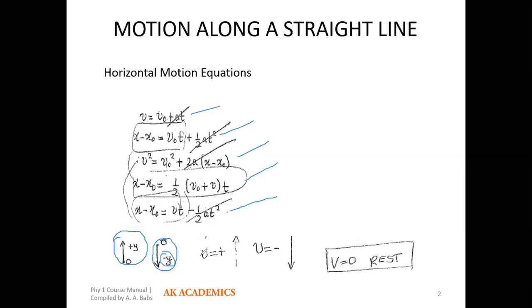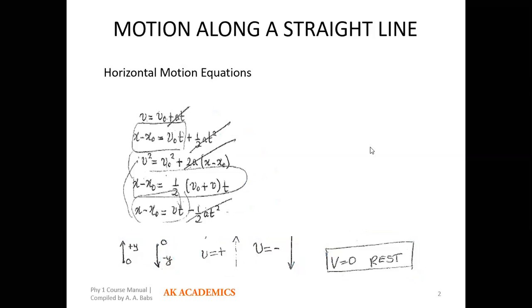I also explained why velocity is going to be positive when you are going up, and then velocity is negative when you are descending or coming down. And when v is equal to 0, it simply means that the particle is at rest. Okay, we talked about all of these. So this is just to briefly remind you of some important things we mentioned.